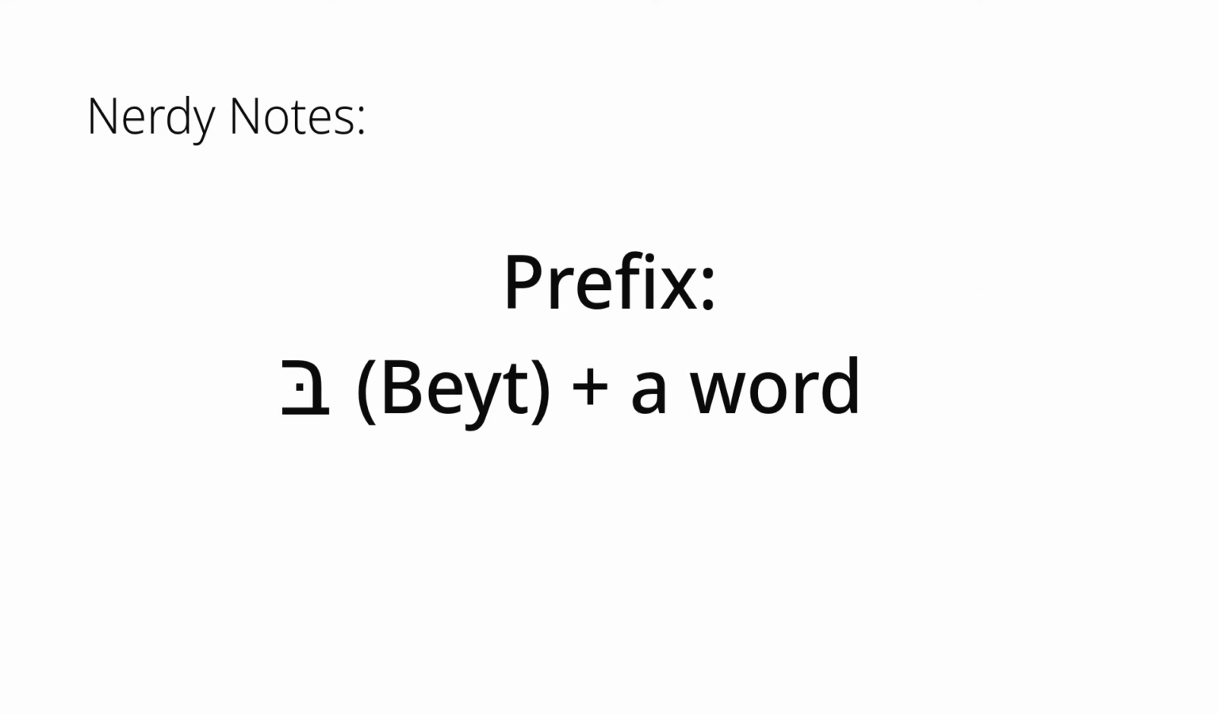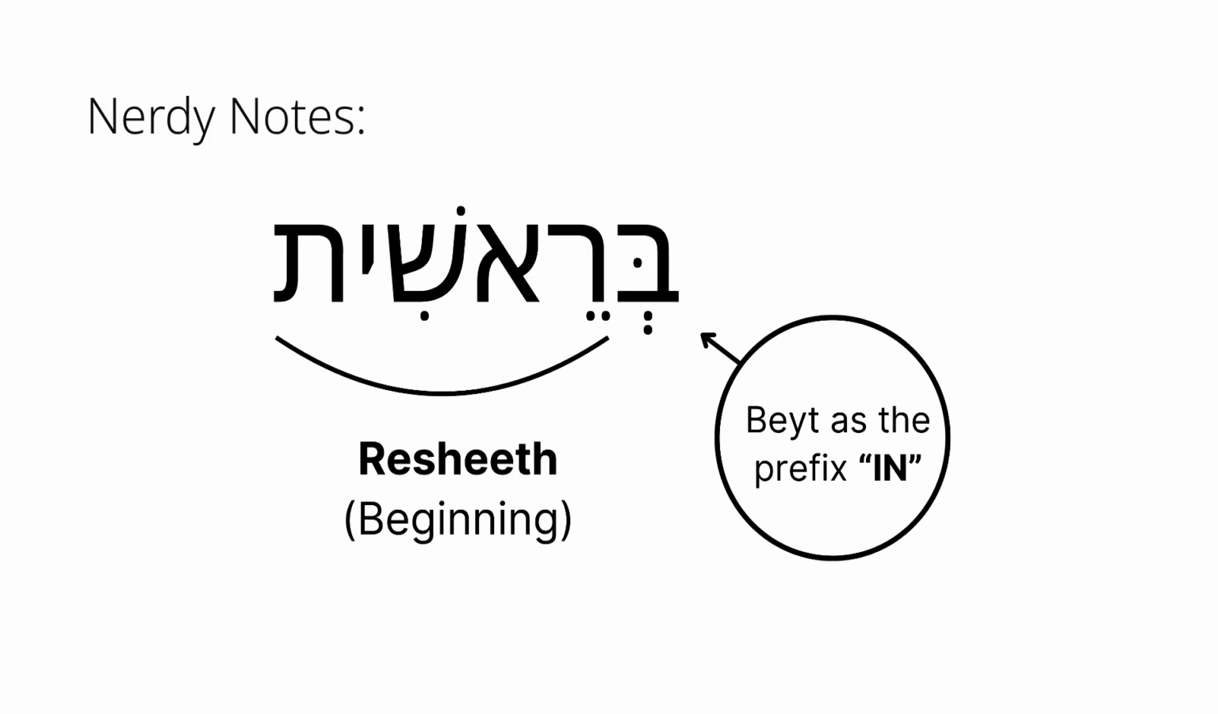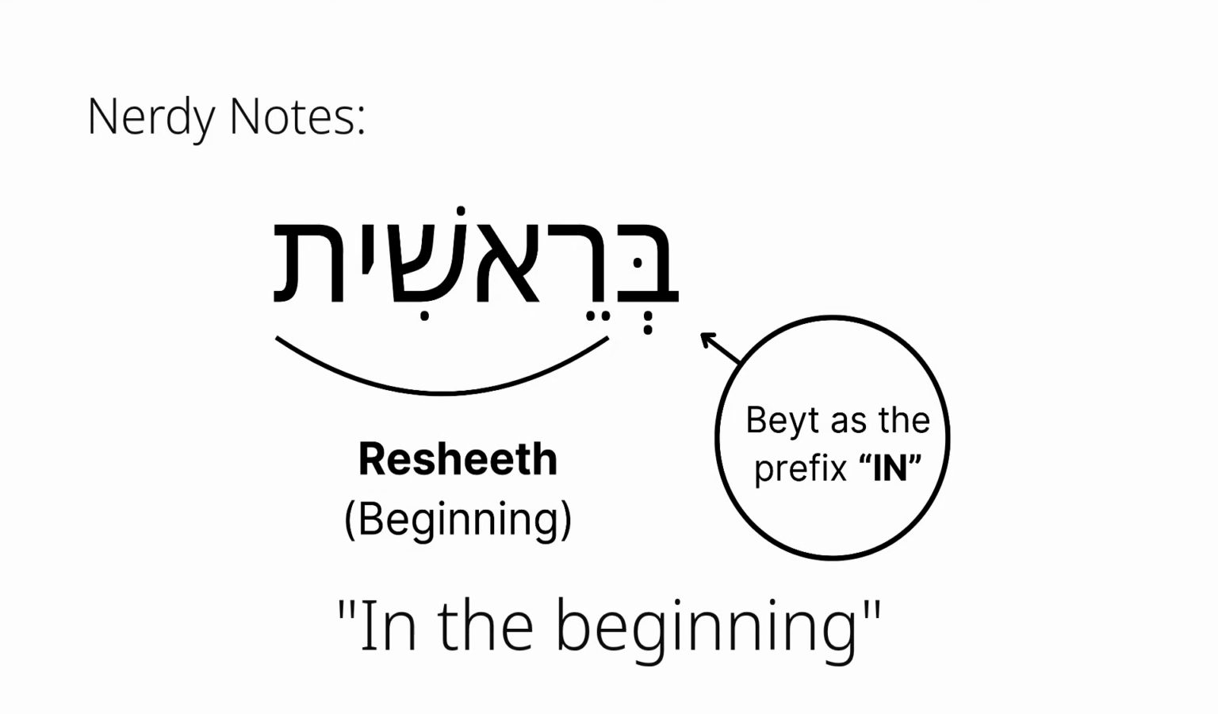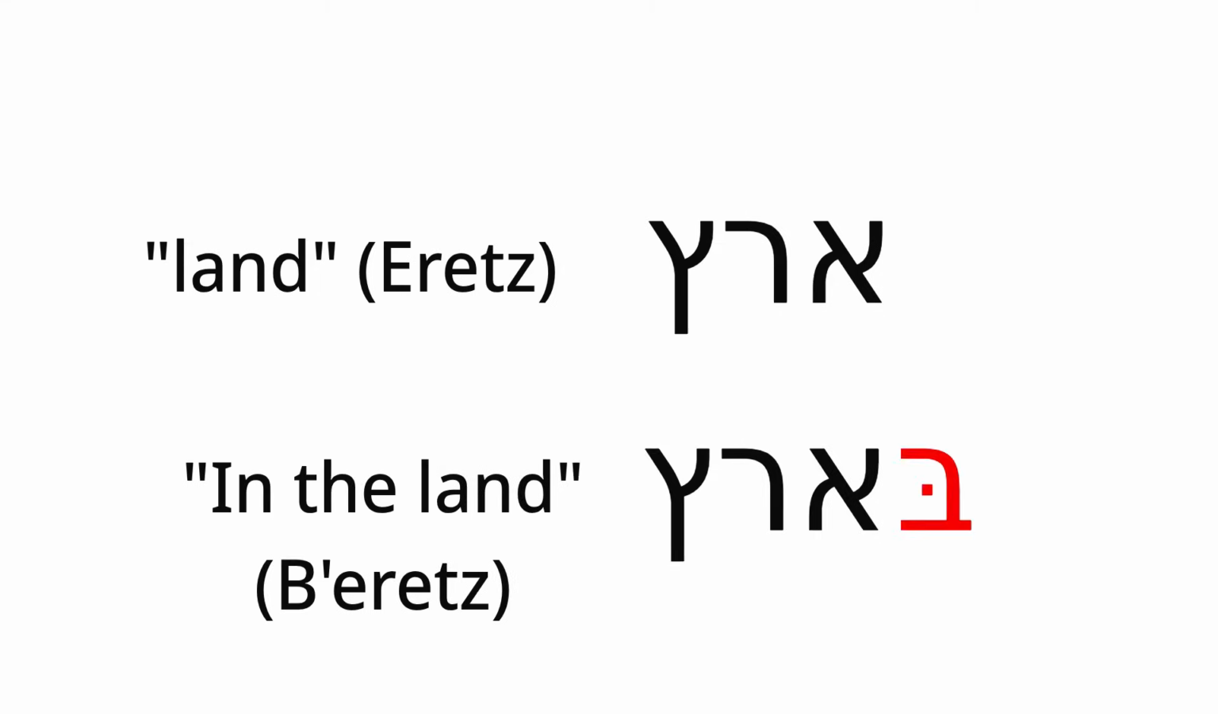As a refresher, a prefix is a letter or a word added to the front of a root word. Beyt has the prefix meaning of in. For example, earlier I showed you the first letters of the Hebrew Bible, what we call the Old Testament. In Hebrew, it reads Bereshit, which means in the beginning. If we add the Beyt as a prefix to other words, such as eretz, which means land, it would become be'eretz, meaning in the land.